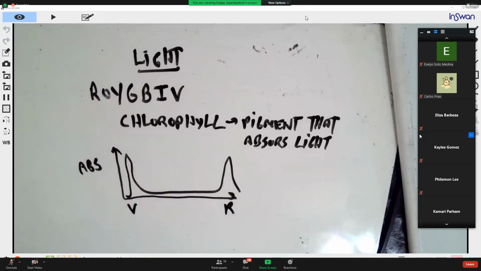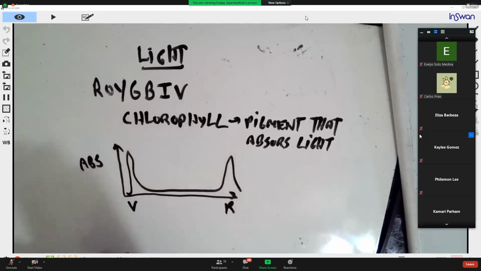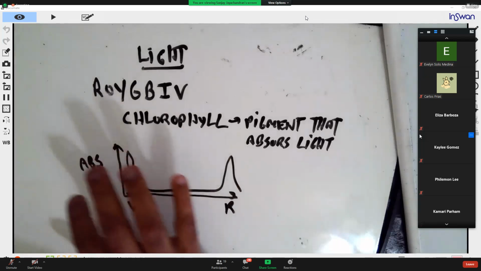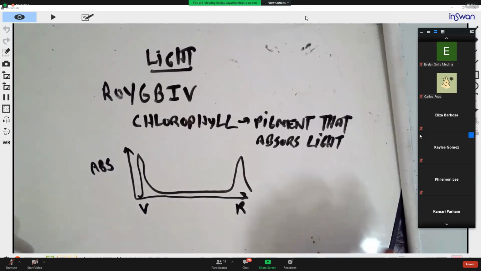So a lot of plants appear green to us. Why? Because green is not absorbed by the plants, it's reflected back to your eyes. The plant has other pigments other than chlorophyll to absorb other wavelengths, other colors of light. But in general, blue, violet, red, orange is what it likes. Clear?